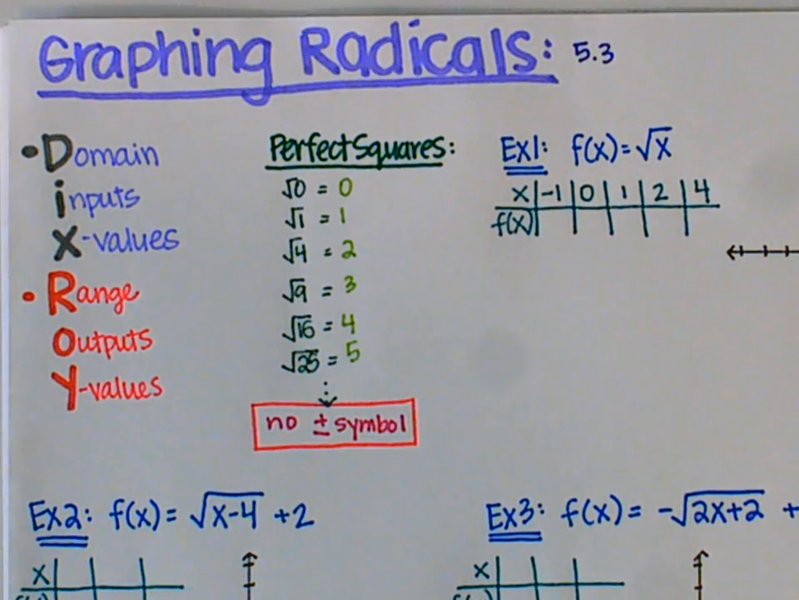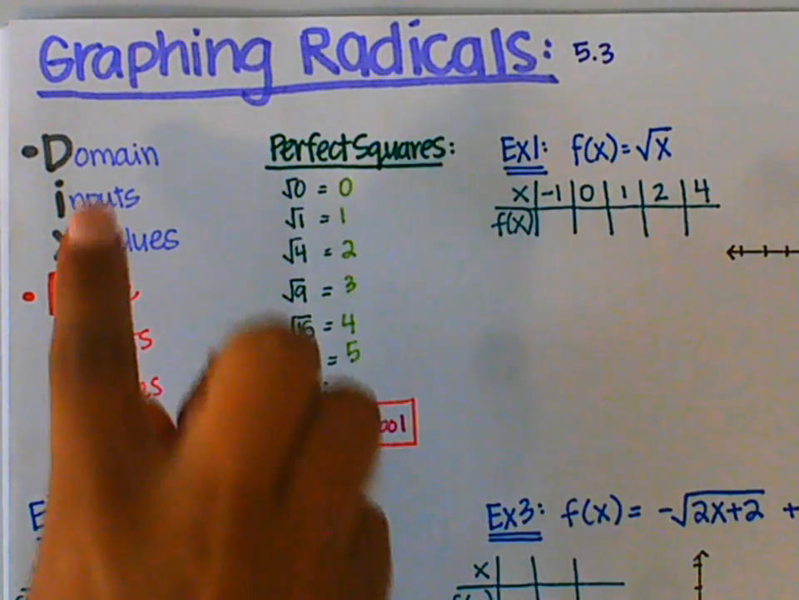Okay, hi everyone. Today we are going to be talking about graphing radicals. There's a few things that we need to talk about before we actually start graphing things, and that is the domain and range and perfect squares. These things are going to help us understand our graph a little bit better, and perfect squares are going to help us pick the values that we want to substitute in for x that will benefit us the most.